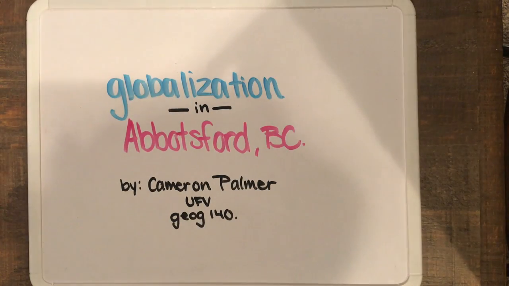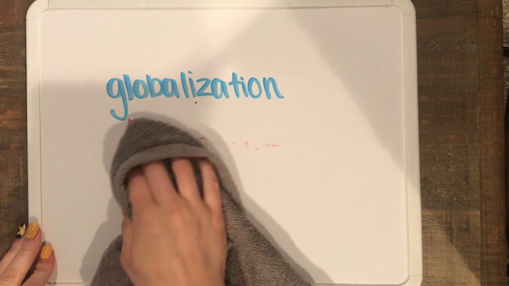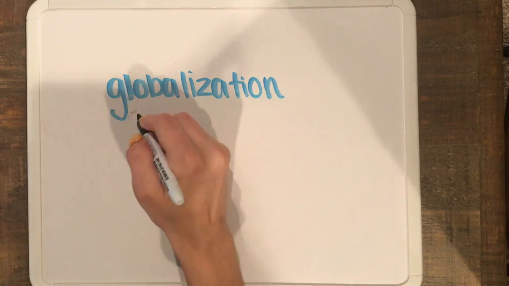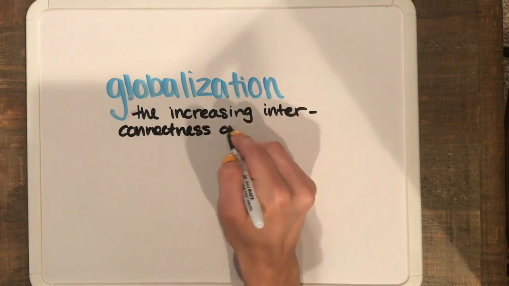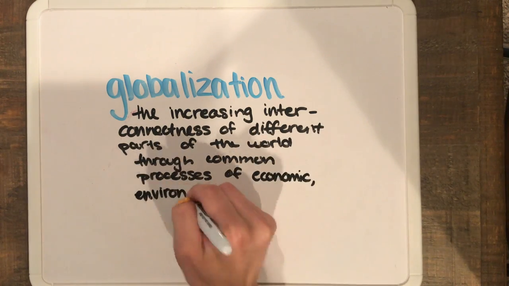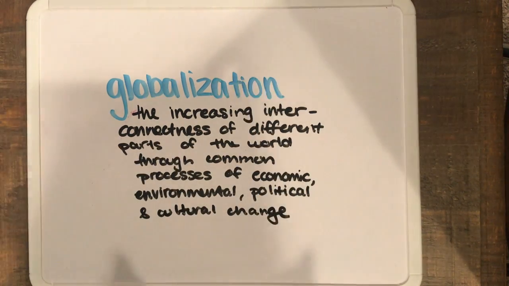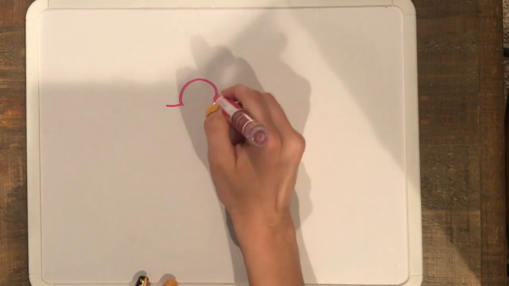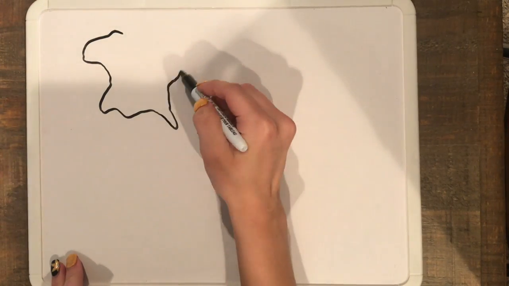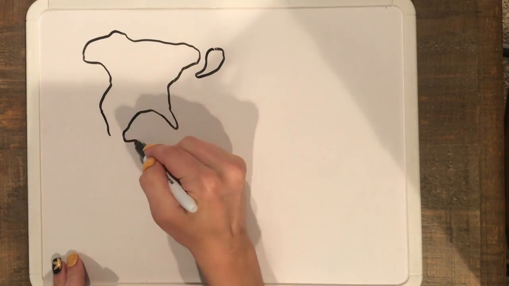Let's talk about Abbotsford and how it's affected by globalization. So what exactly is globalization? It's defined as the increasing interconnectedness of different parts of the world through common processes of economic, environmental, political, and cultural change. What this means is that people started to physically move around, and by doing so, they brought their cultures with them, connecting them and blending them together with their languages, cultures, and other things.